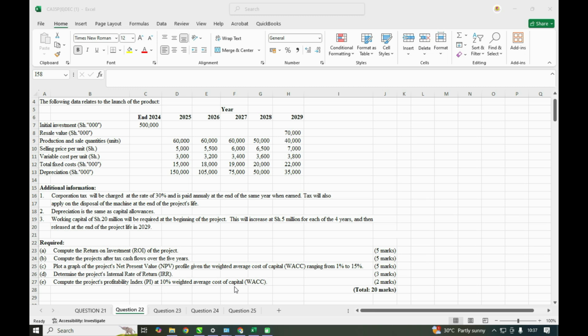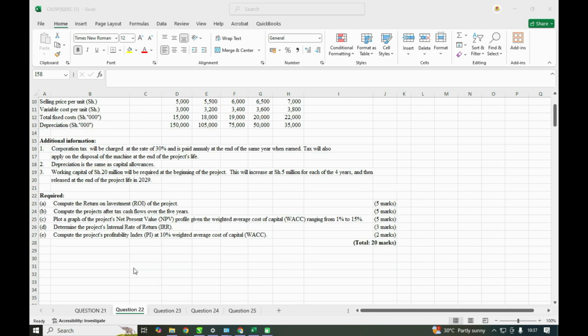So the first thing that you are to do when you are dealing with this particular question is, before we calculate the ROI, we want to calculate the after-tax cash flow. That was the first part that you are to begin with before we compute the ROI. Let us start with the after-tax cash flow. We'll start with this part. Compute the project after-tax cash flow.